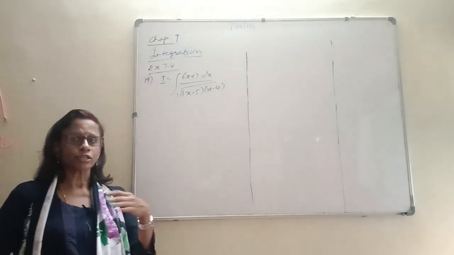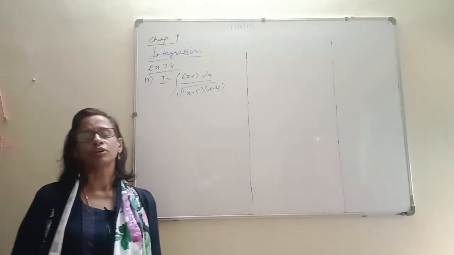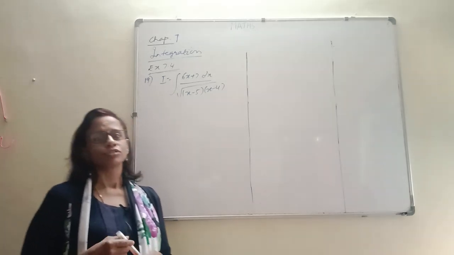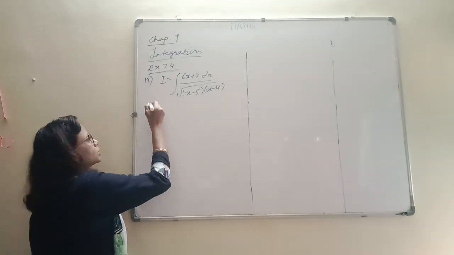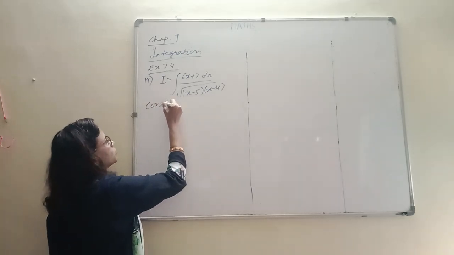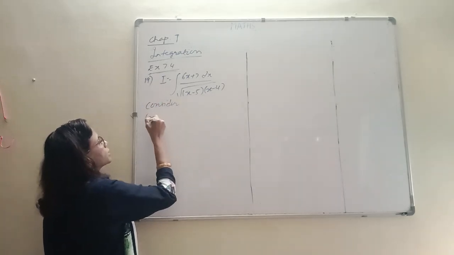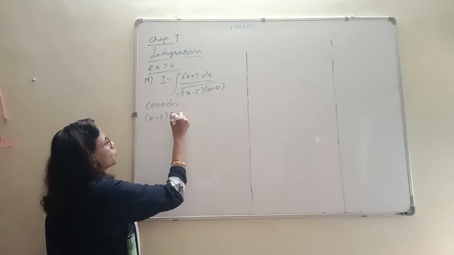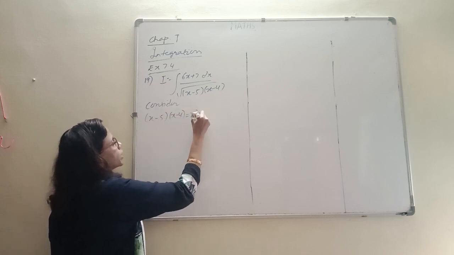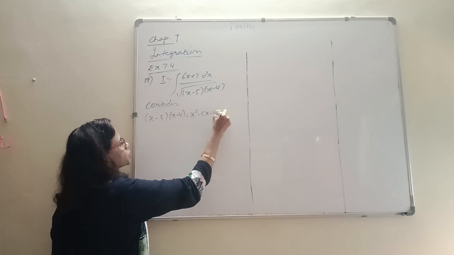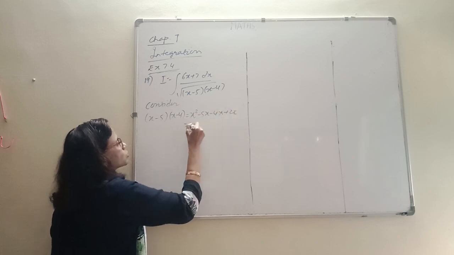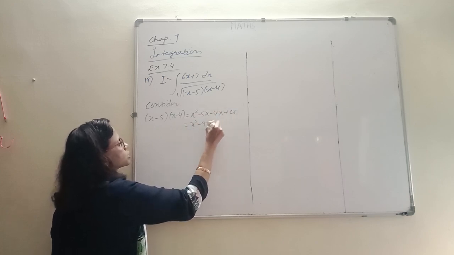And to make matters worse, here they have given the denominator as a factor, not as a quadratic. So we have to do that additional work. Let's consider the denominator. The denominator is (x minus 5) times (x minus 4). When we open it up, it is x squared minus 5x minus 4x plus 20. That is x squared minus 9x plus 20.